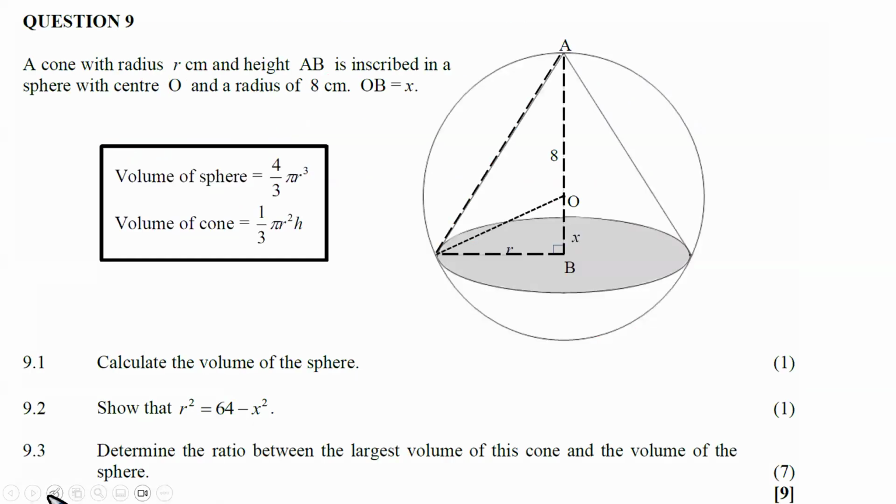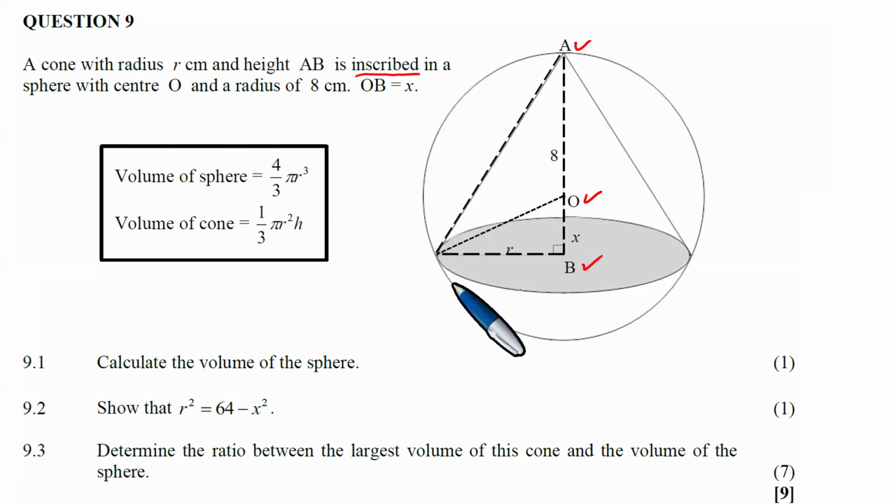Next point. Question 9 is beautiful, but question 9 is full of good news. And the examiner is saying a cone with radius r centimeters and height AB. Right, so there's a cone. The cone is sitting inside here, and its height, this is A and that is B, is inscribed in a sphere with center O. There's a sphere with center O, and this cone is inscribed.